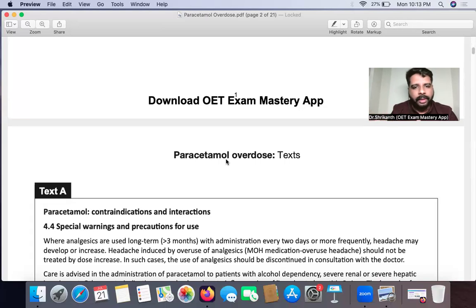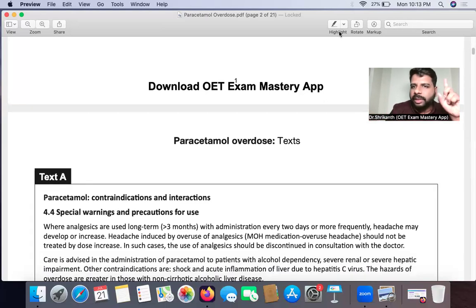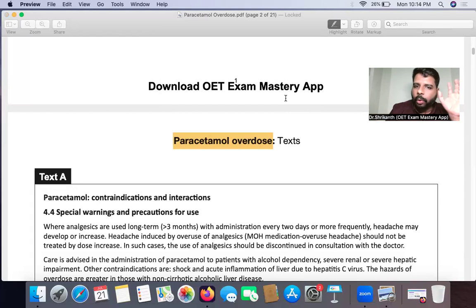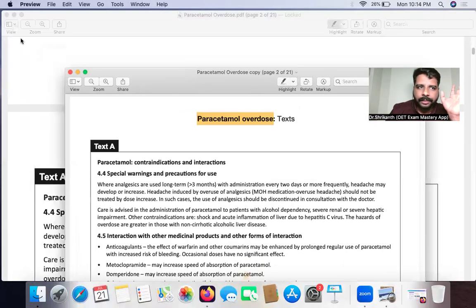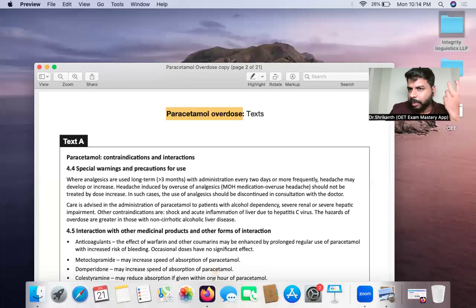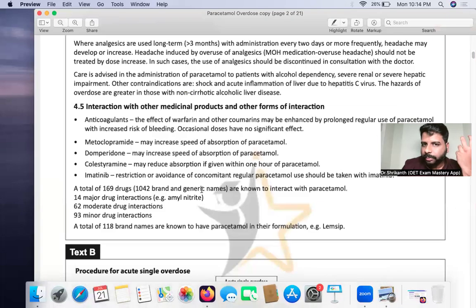So, you open the question paper, and the first thing that you should do is read the main title over here. What is the main topic? The main topic is paracetamol overdose. So you understand that. When you're reading something, you have to understand it, because reading is comprehension.